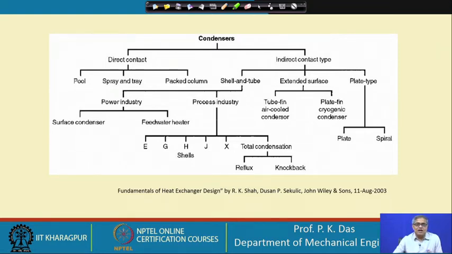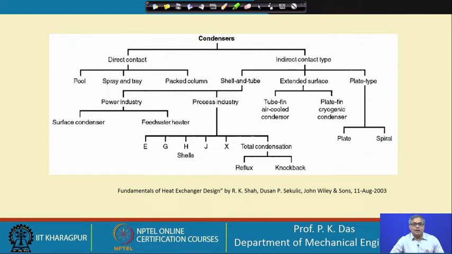are not restricted, large amount of heat load has to be taken care of. So, shell and tube heat exchangers are used. So, in power industry we have surface condensers and we have feed water heaters. So, let me explain these two things.